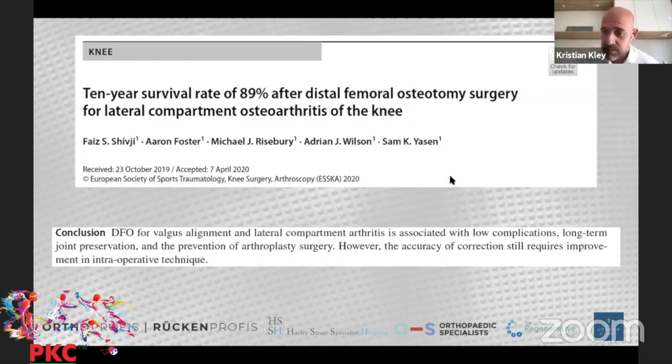This is the latest publication that we have from a survivorship analysis of Adrian's series, where all these patients were operated in Basingstoke, and it's a 10-year survival rate of 89%. So almost 90% of these distal femoral osteotomies survive the 10-year period. And you can see that DFO for valgus alignment and lateral compartment arthritis is associated with low complications, long-term joint preservation, and the prevention of arthroplasty surgery.